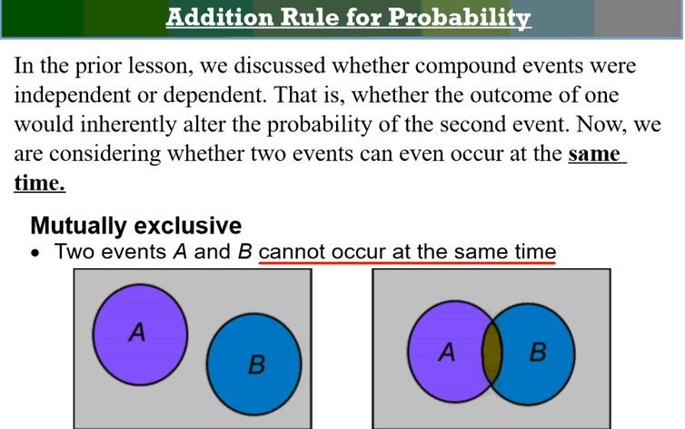Now we can begin discussing today's topic, which is on the addition rule for probability. So in the prior lesson, we discussed whether compound events were independent or dependent. That is, whether the outcome of one would inherently alter the probability of the second event. But now we're just considering whether the 2 events can even occur at the same time.